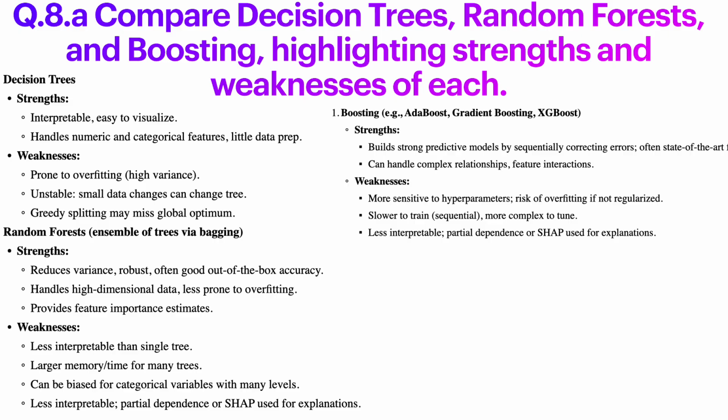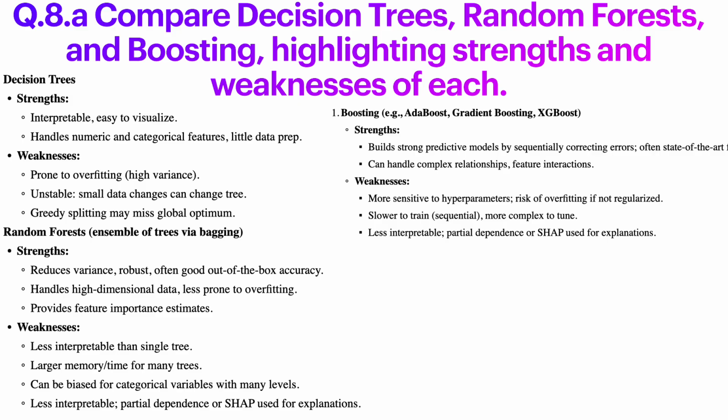So moving to the next question, we have to compare decision tree, random forest and boosting, highlighting the strength and weakness of each. All these algorithms are used for classification. The strength of decision tree is that it is interpretable and easy to visualize. We can easily visualize it due to its simple structure, where there is a comparator at each node.